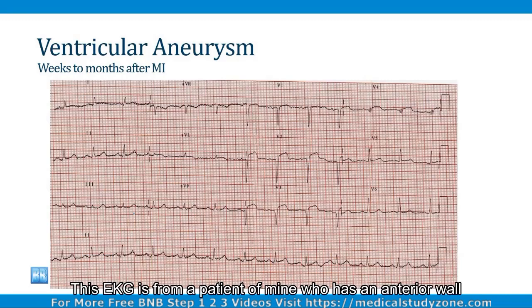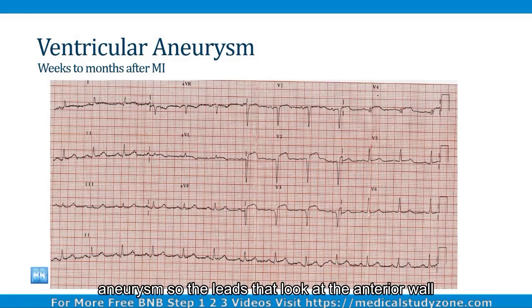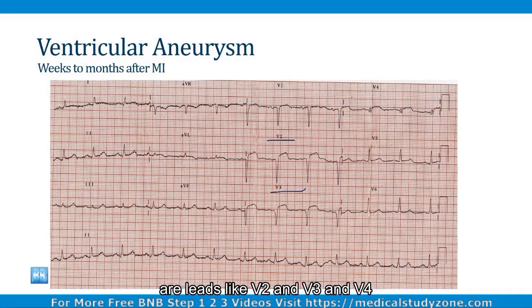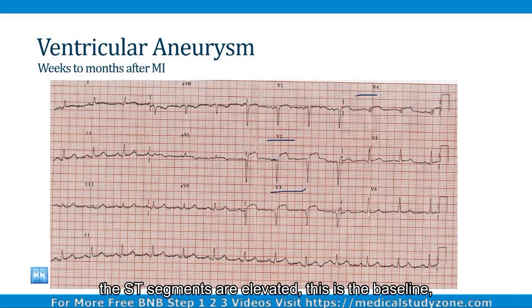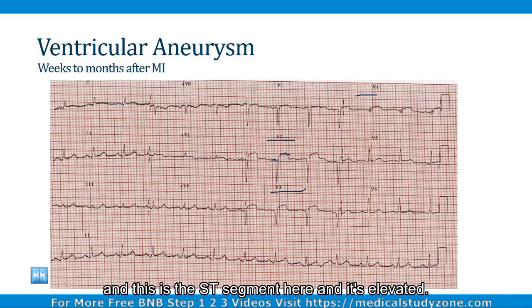This EKG is from a patient of mine who has an anterior wall aneurysm. The leads that look at the anterior wall are leads like V2, V3, and V4. If you look carefully at those leads, the ST segments are elevated. This is the baseline and this is the ST segment here, and it's elevated.